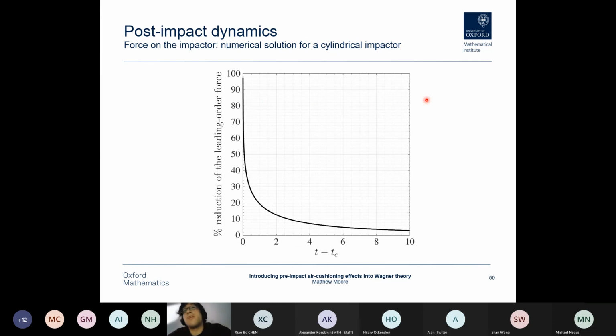And if you plot that as a percentage of reduction in force, we're starting off from a huge reduction early on, so the air cushioning is really reducing the force, right down to less than 5% when you get to T minus TC is 10. So you're really decaying quite quickly towards the impact force that you predict in Wagner theory. It may be that that's not the easiest thing to measure in experiments or in the lab.